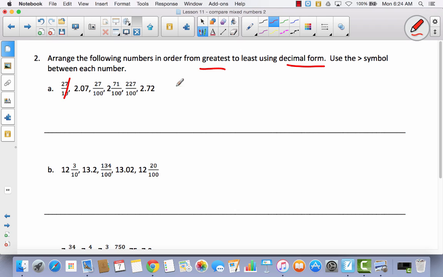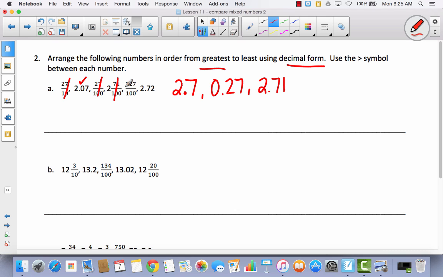So that would look like this, 27 tenths. Okay, so here's my 27. 27 tenths is the same thing as 2 and 7 tenths. Now you can see I already have 2 and 7 hundredths. Now I'm going to take 27 hundredths, and that would look like this, 27 hundredths. Now I have 2 and 71 hundredths. So I'm going to mark that out. I'm going to rewrite that down here, 2 and 71 hundredths.